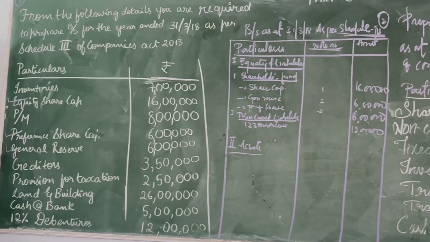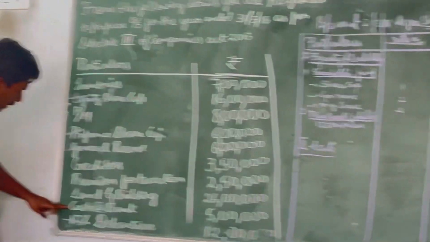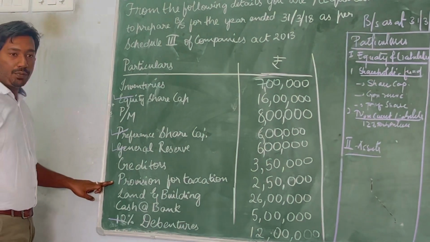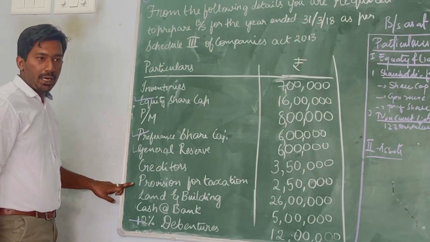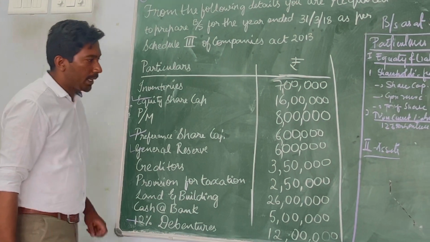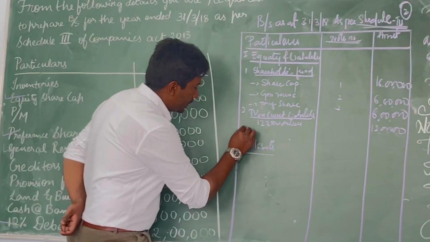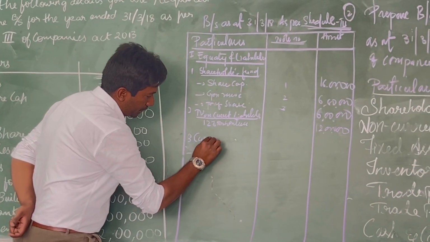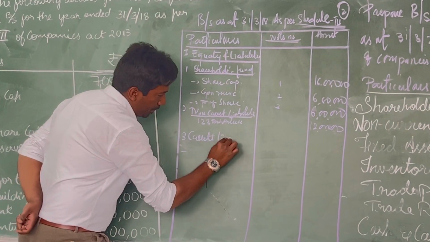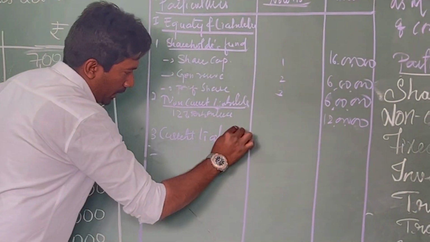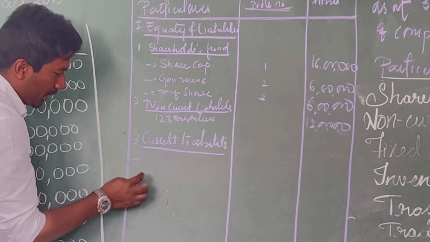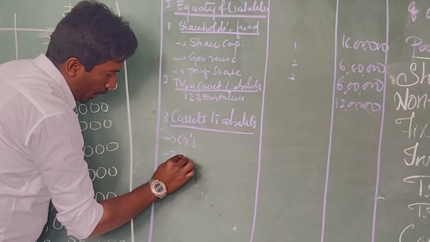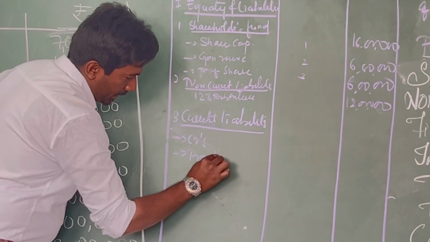Then next, what is the next item? We have current liabilities. Now current liabilities, 2 liabilities are there. Creditors and provision for taxation. Understood? So write down heading 3, current liabilities. Under that you can write, first one is creditors and provision for taxation.